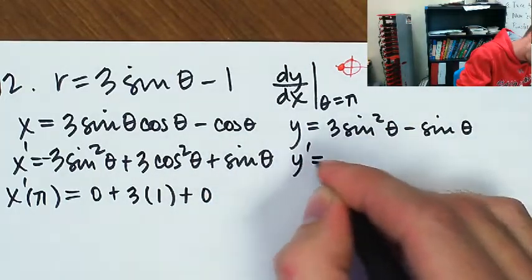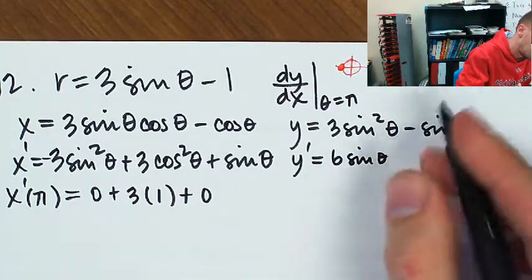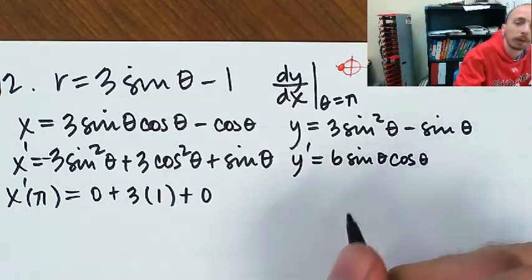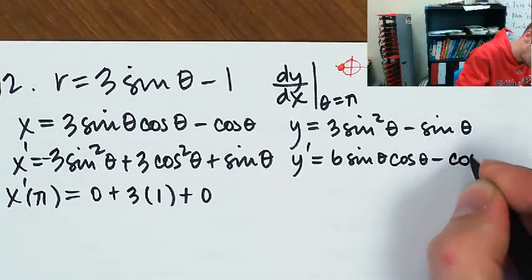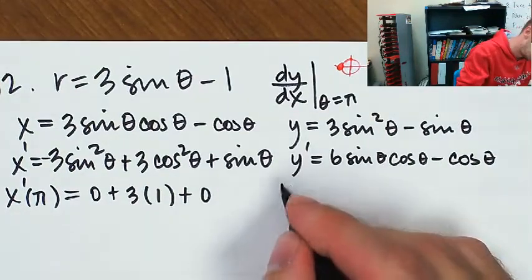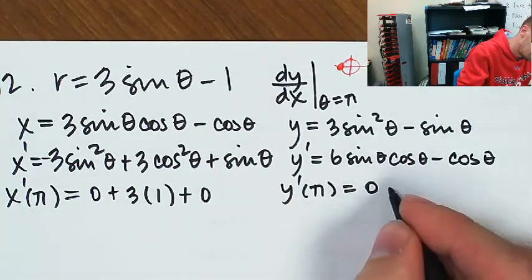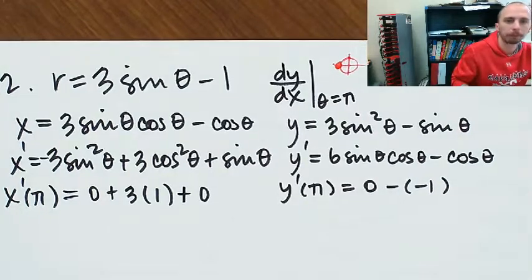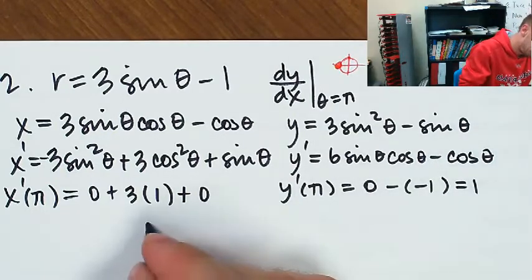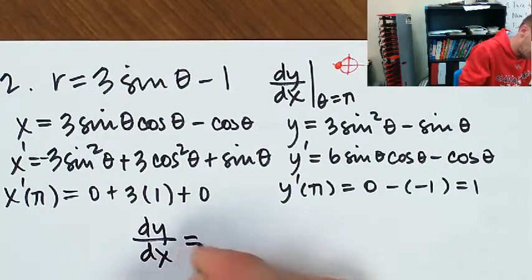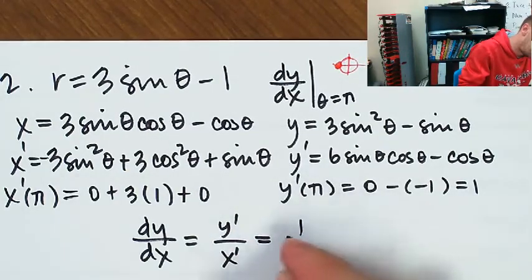All right. Y prime, take the derivative of the outside, that's the square. Leave the inside the same, that's sine theta, and then multiply by the derivative of the inside, which is cosine theta. And then the derivative of negative sine of theta is negative cosine theta. I'm going to plug in pi, and I'll get 6 times 0 times -1 minus -1. And that will be 1. dy dx, which is equal to y prime over x prime, is going to be 1 over 3.